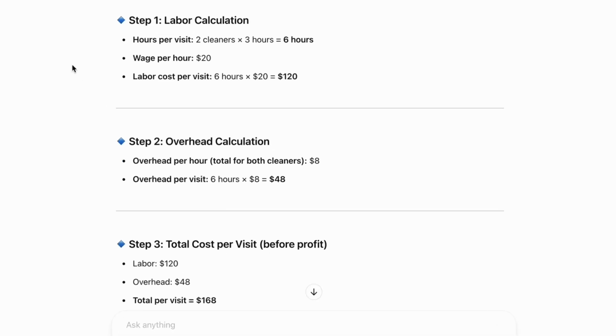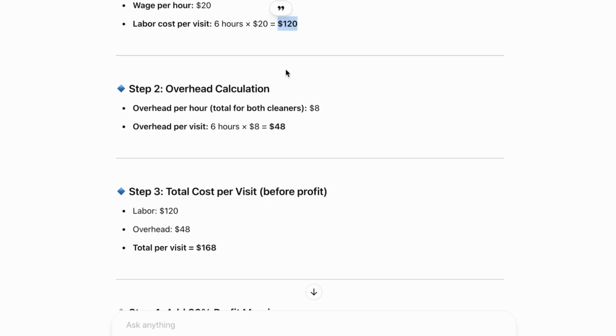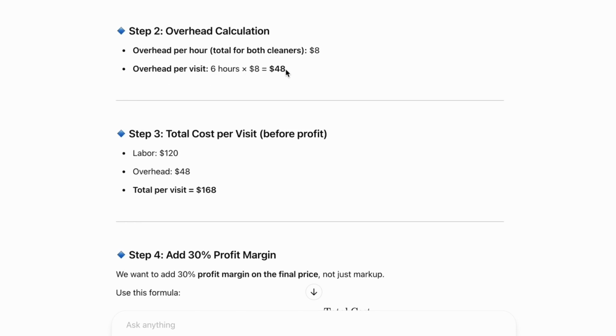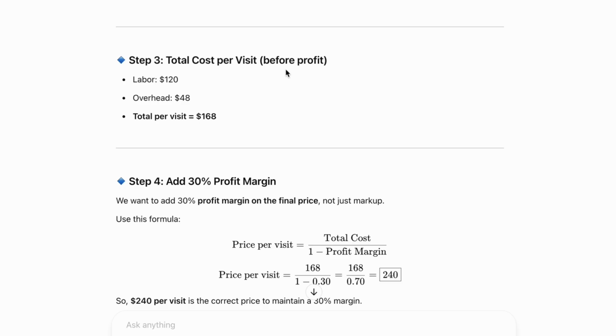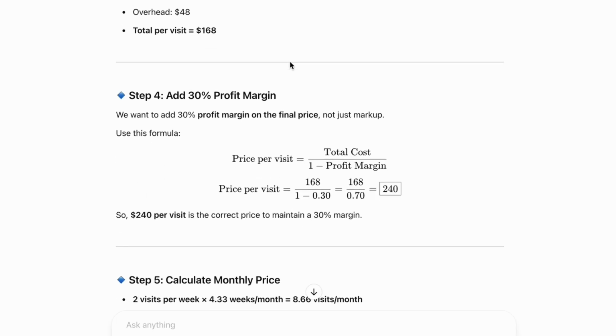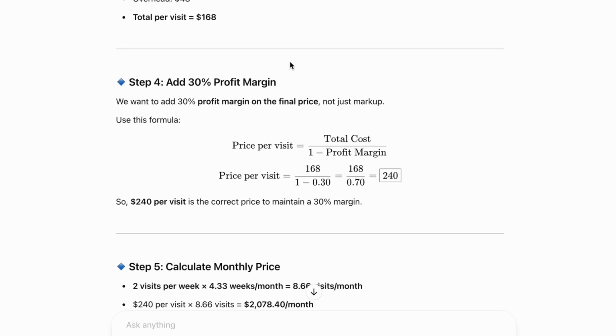Our hours needed, 3, wages are 20. So total labor cost is 120, right? So labor 120. Then next is 6 by 8 is 48 overhead. And then labor plus overhead, 120 plus 48, is 168. Remember that number. And then we want to add a 30% profit margin on the final price, not just the markup. So what I like to do is come up with the price per service, then add the profit to it, and then come up with the monthly cost.